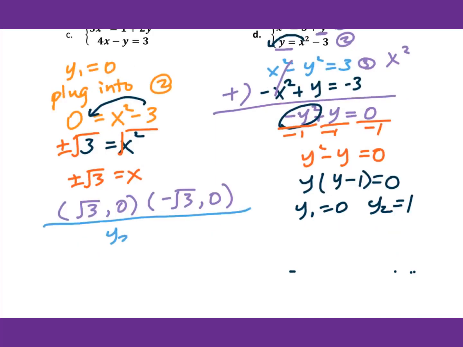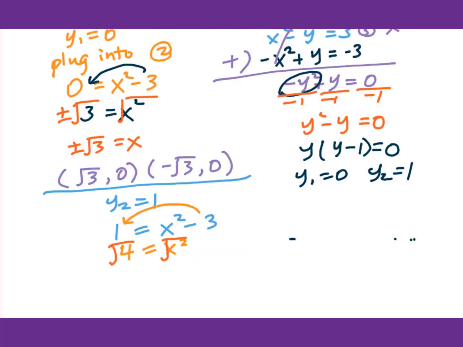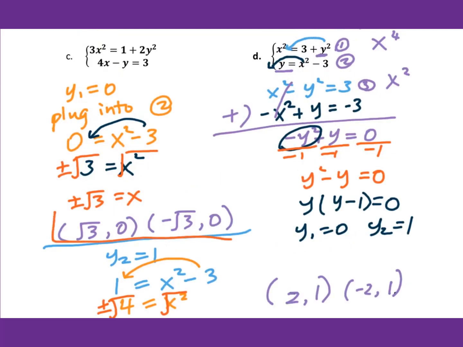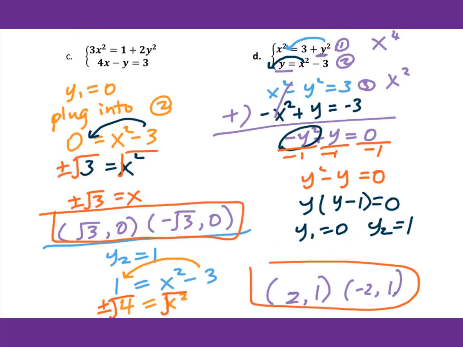Now we plug in y2 equals 1. You will get 1 equals x squared minus 3. Still, this is a power equation. Add 3 to both sides, you get 4 equals x squared. We take the square root of both sides. You will get x equals plus or minus 2. Therefore, we have another two solutions. That is (2, 1) and (negative 2, 1). So we have 4 solutions to this system of equations.